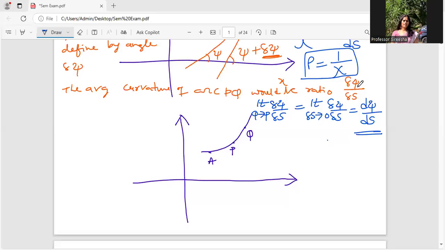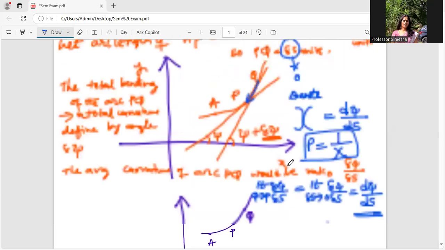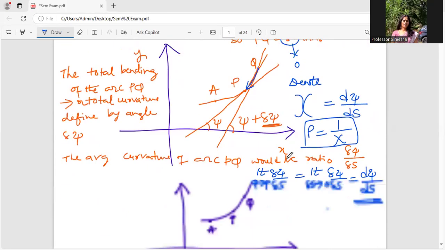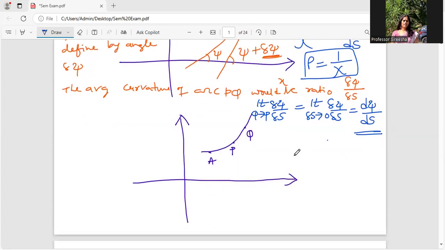Okay. Coming back, I've just shown you how the ratio between delta psi and delta s gives us the formula for curvature, and then radius of curvature would be the reciprocal of curvature. Now, coming to how I get the formula for radius of curvature, let me discuss that and then talk about the definition of radius of curvature.